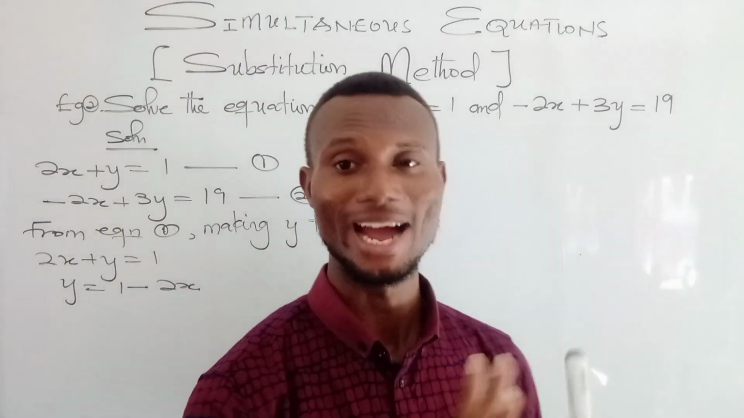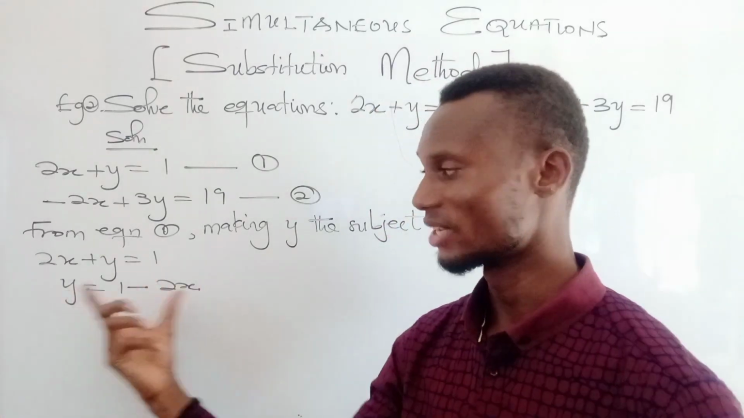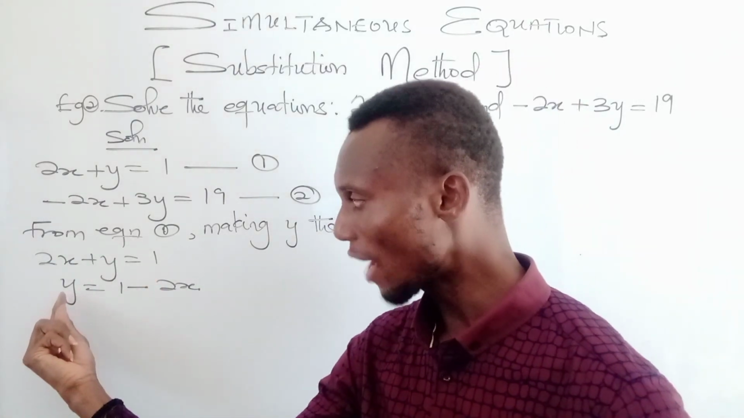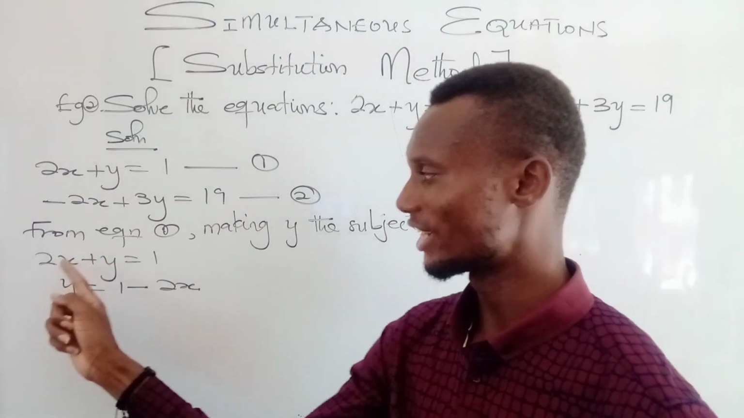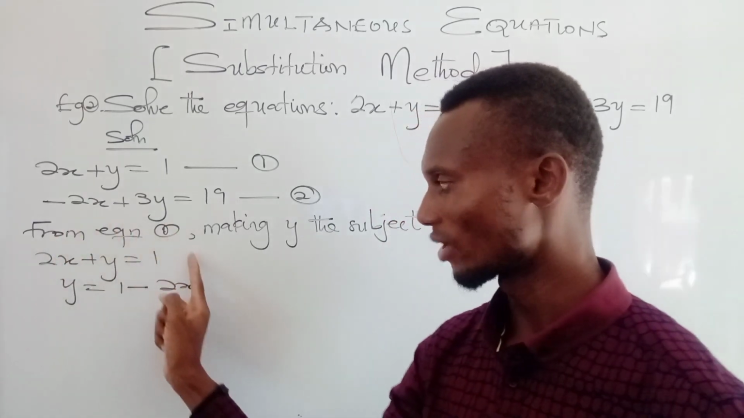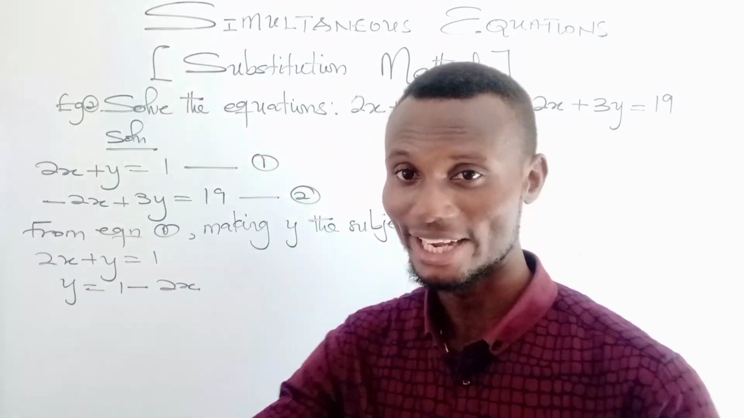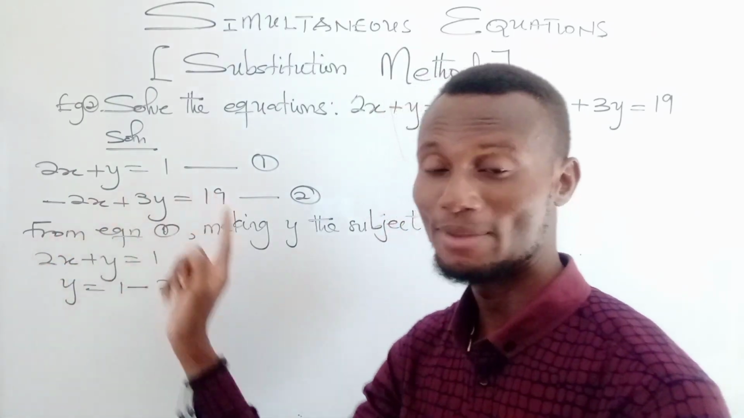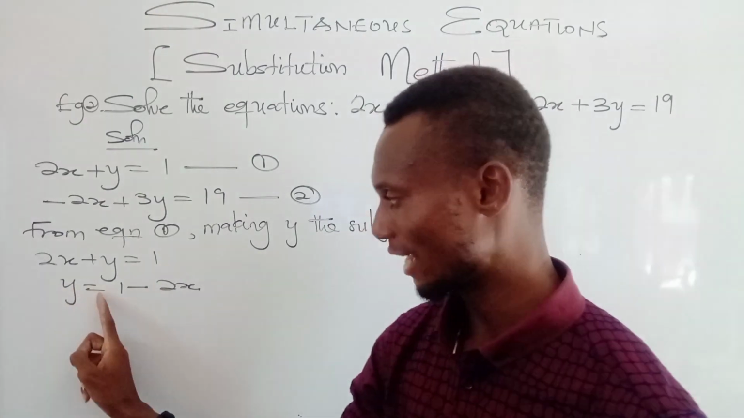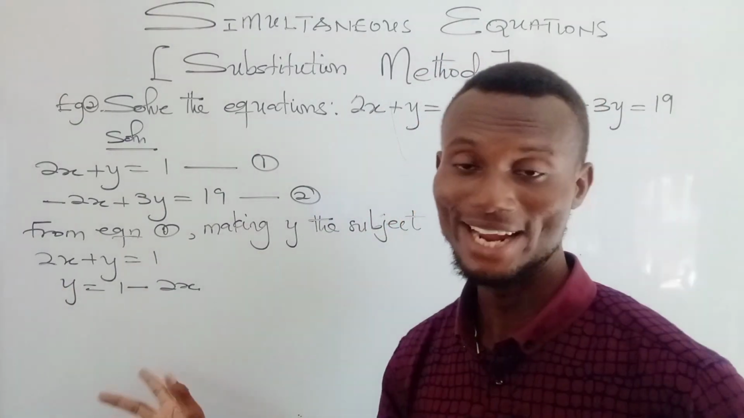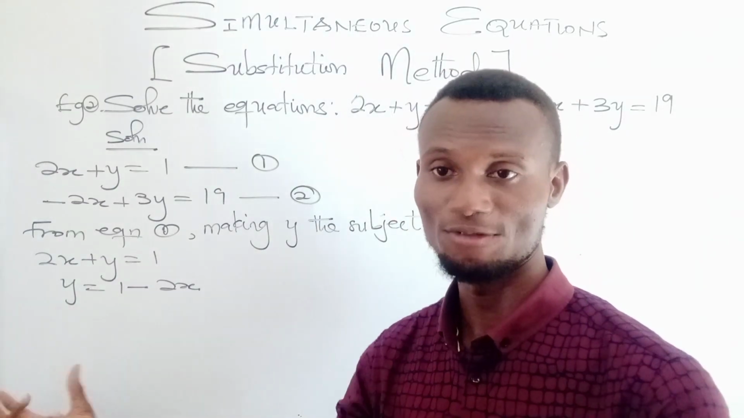Okay, I hope you understand and you agree with me. So we made y the subject from equation 1. y will be equal to 1 minus 2s. This positive 2s crosses the equal sign. When anything crosses the equal sign, the sign it has changes. It is positive, and when it crosses the equal sign, it becomes negative. That's why we have minus 2s. So we have y equals 1 minus 2s. That's making y the subject. So y is standing alone. We've made y the subject.